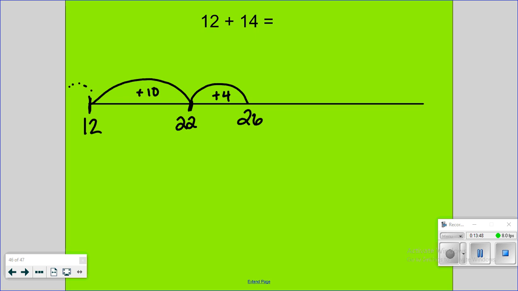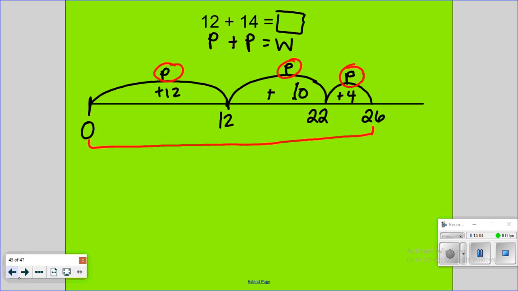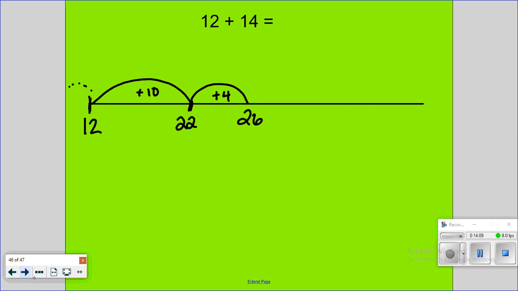Can I see on this number line my first part? No, I can't see it. My first part, if I look back, is this jump, 0 to 12. Do I see 0 to 12 on this number line? No, but I can imagine it. I know it's there. It got me to 12. Then I can do my next part and my next part.